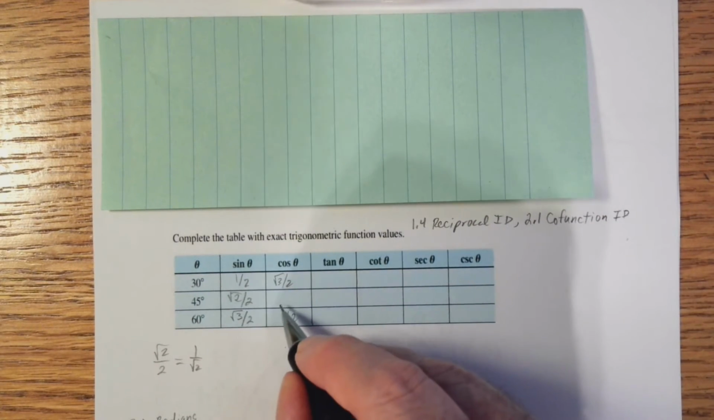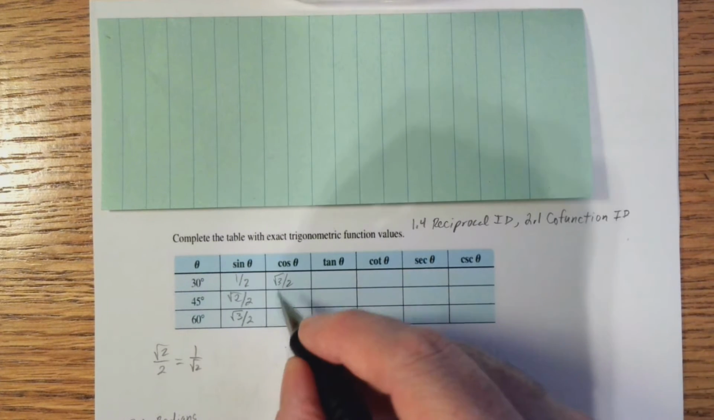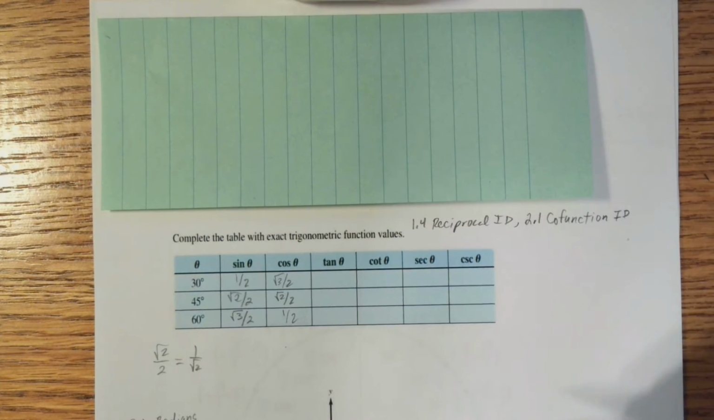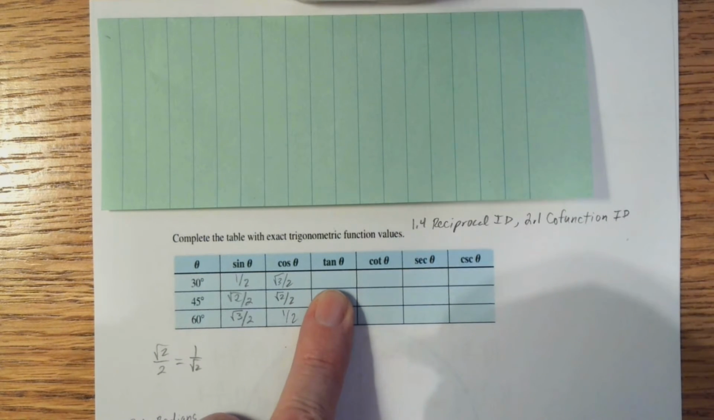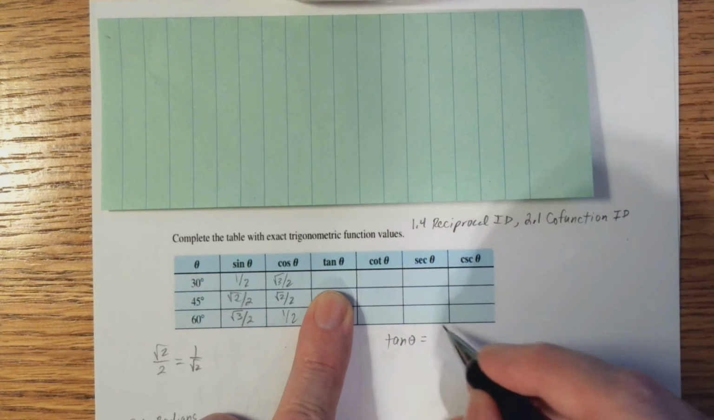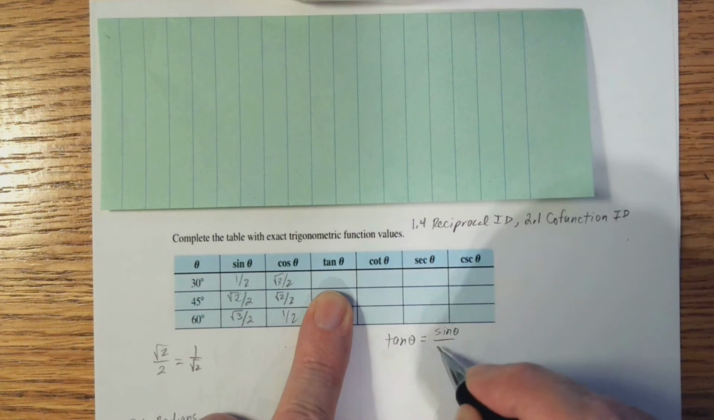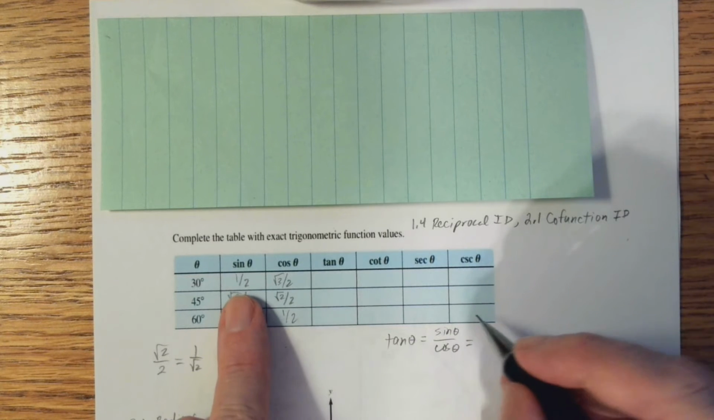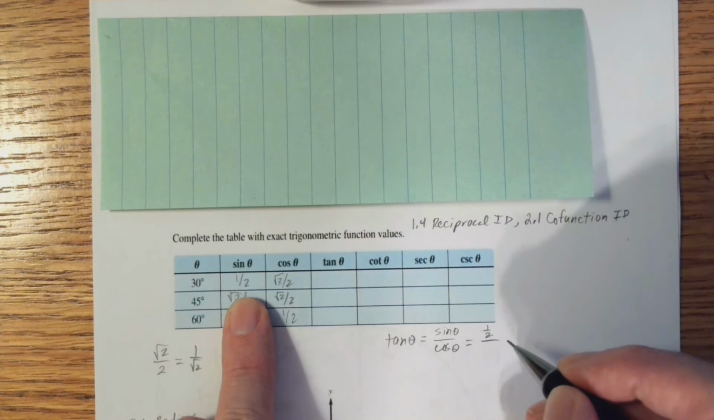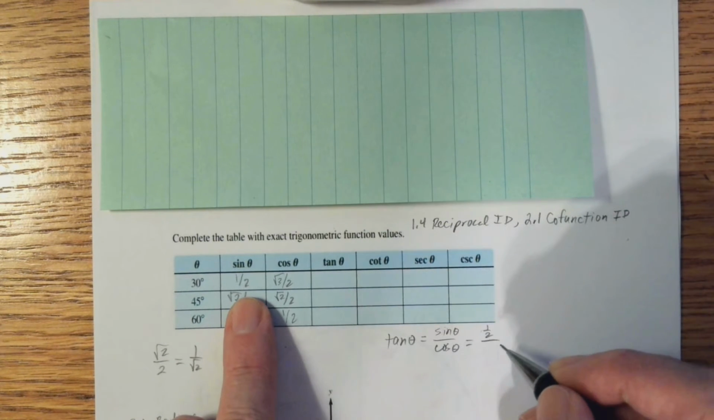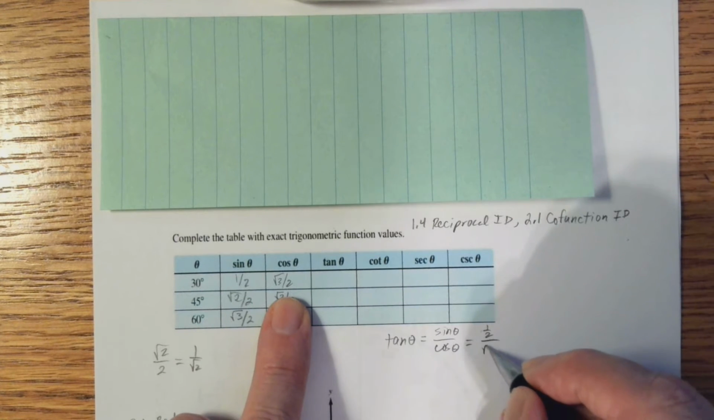Now for the cosine of theta, it turns out to be exactly the same as the sine. I think you guys have gotten pretty comfortable with that by now. Now for tangent, we know tangent of theta is sine of theta over cosine of theta. Well, the sine of theta, in this case 30 degrees, is a half, and the cosine of 30 degrees is square root of 3 over 2.